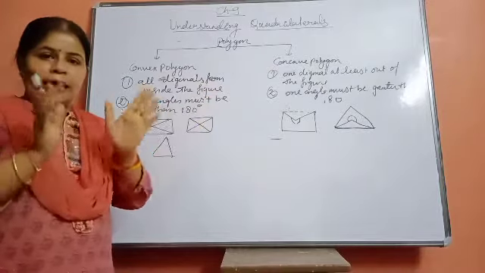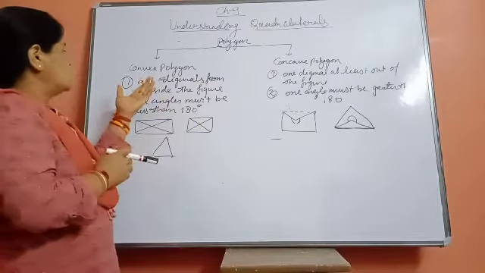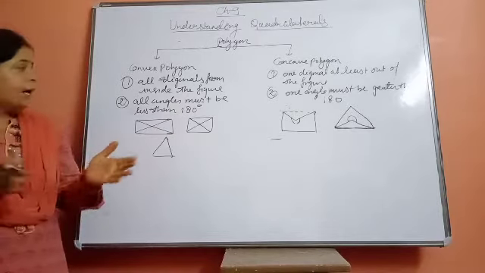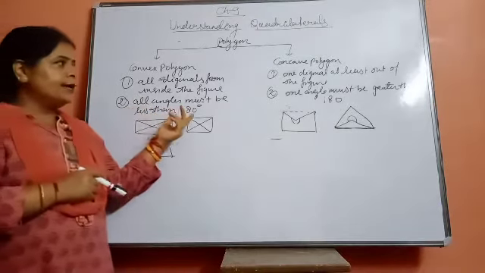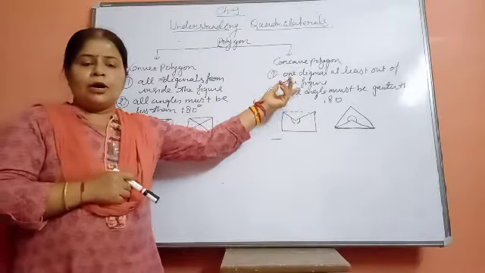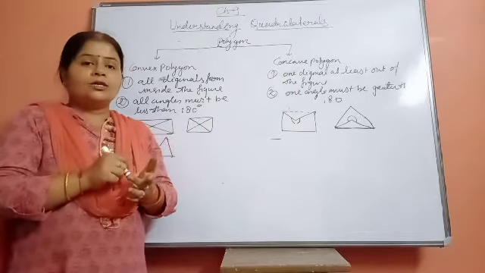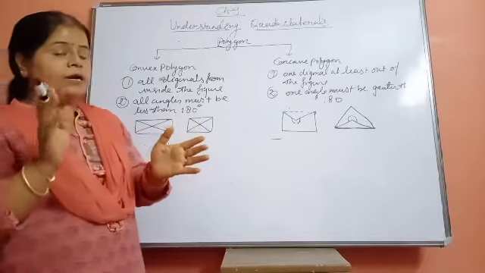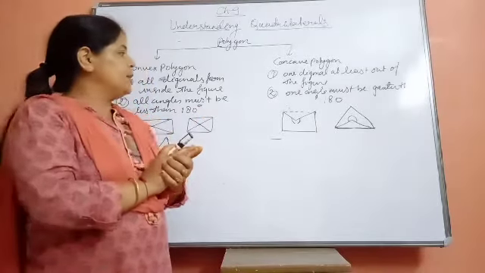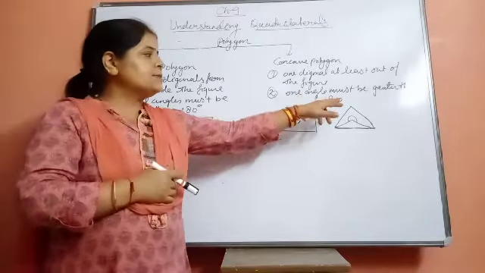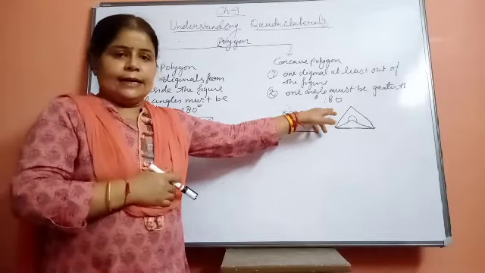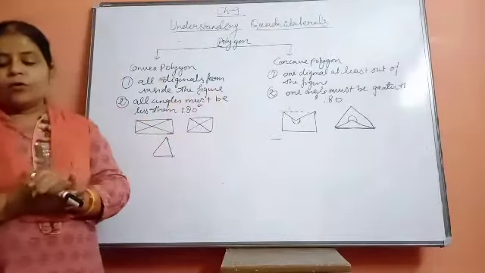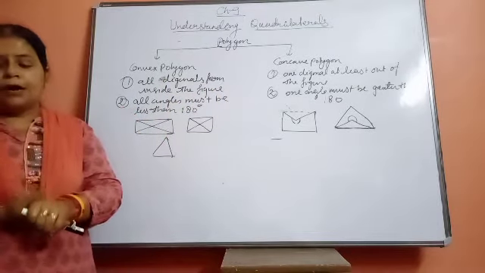Convex polygon, again I am going to repeat, beta, is one in which all diagonals form inside the figure and every angle will be less than 180 degrees. And in a concave polygon, it is not necessary that all the diagonals will be inside the figure. At least one diagonal will be out of the figure and one angle must be greater than 180. Okay, here also in the figure I have explained this. Now we are going to learn the angle sum property of the polygon.